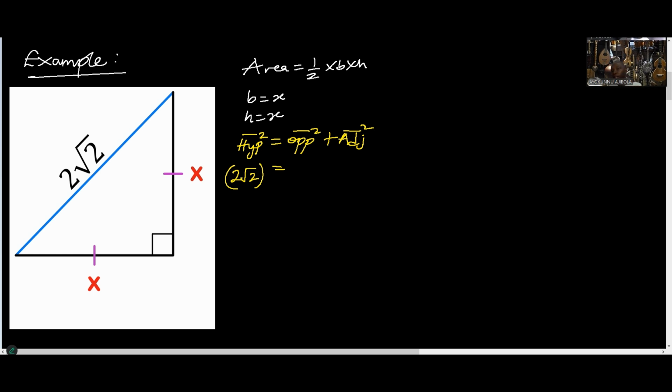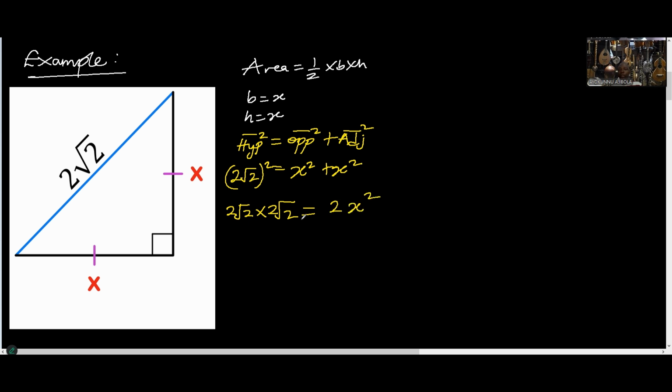SOHCAHTOA, that's another name. Okay, so let's do this one. We have x squared plus x squared, right? That's the other two sides of this triangle. So 2 root 2 all squared. What is 2 root 2 squared? That simply means 2 root 2 times 2 root 2, okay? If you're squaring it, then what is x squared plus x squared? That is 2x squared.